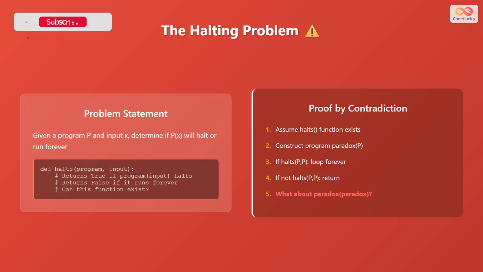Let's prove by contradiction that such a function cannot exist. Assume the halts function exists. Construct a program called paradox(P). If halts(P) loops forever. If not, halts(P) returns. What about paradox(paradox)?